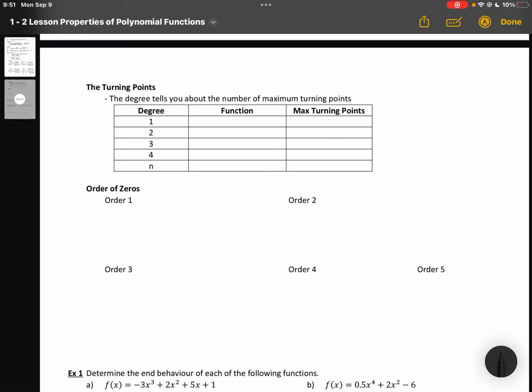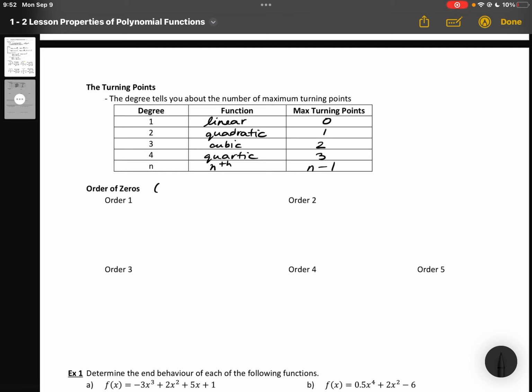If you have a first degree function that is linear, it has 0 turning points as a maximum. Second degree function is quadratic and you have at most 1 turning point. Cubic is degree 3 and you've got at most 2 turning points. 4 is quartic and you have at most 3 turning points. N is our nth degree function or polynomial, and our maximum number of turning points is n minus 1. So that tells you about the middle part of the graph.